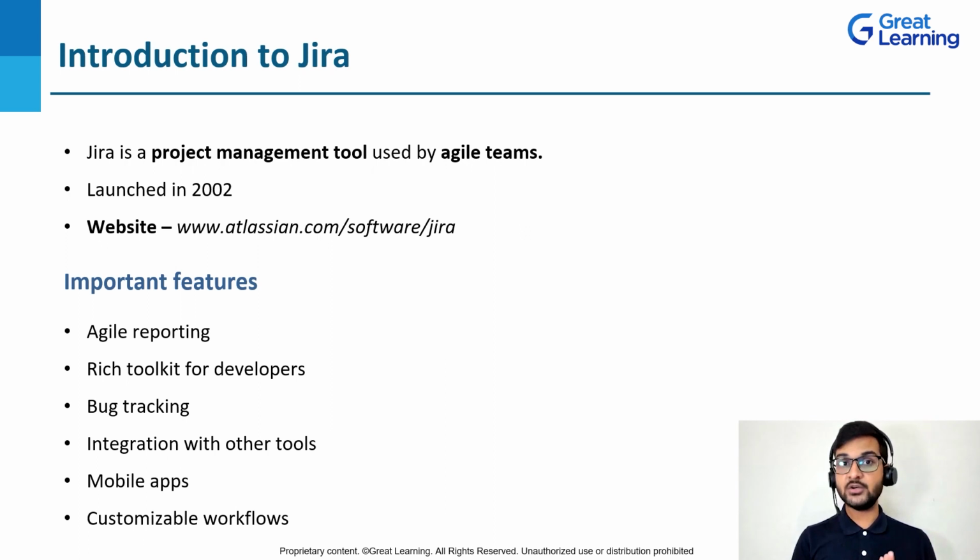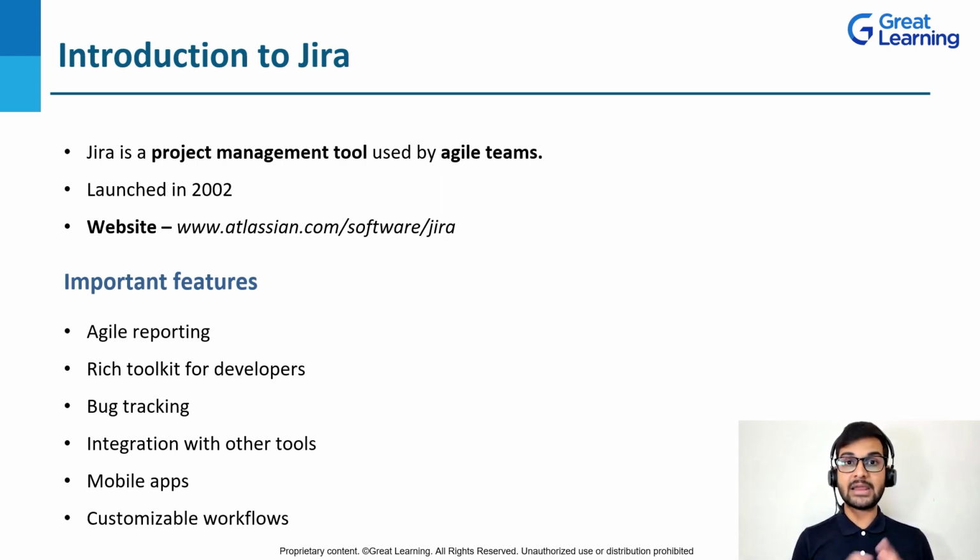It was launched in 2002 and the website for Jira is www.atlassian.com/software/Jira. What are the important features of Jira? Number one, agile reporting. Number two, a rich toolkit for developers. As I told you, this tool is mostly used by software development teams. Now, how do we use it? What are the different templates? All of that we will be exploring in the upcoming modules.